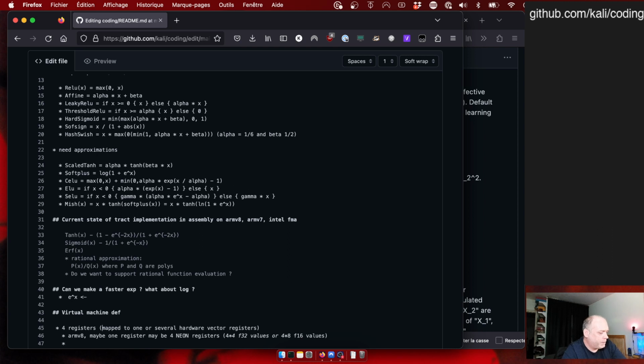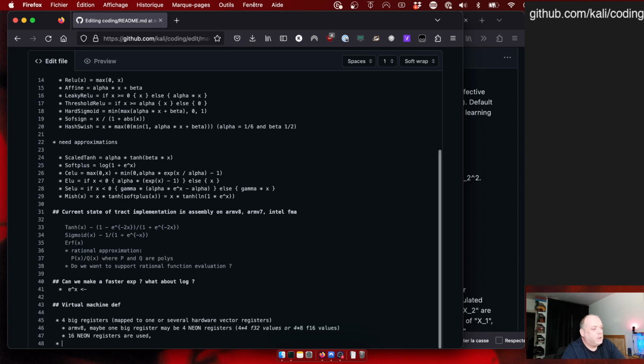So I'm not sure how to call them. Maybe big registers to distinguish from the underlying hardware registers, or virtual. I don't know yet. And so if I'm doing this, we are using 16 registers only. 16 NEON registers are used, and we have 16 for housekeeping.